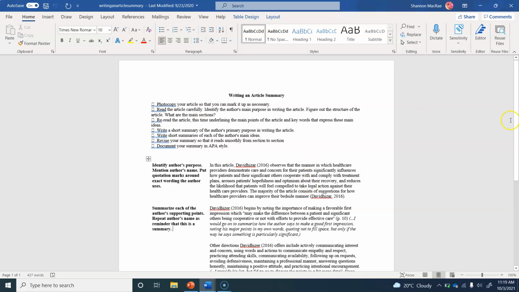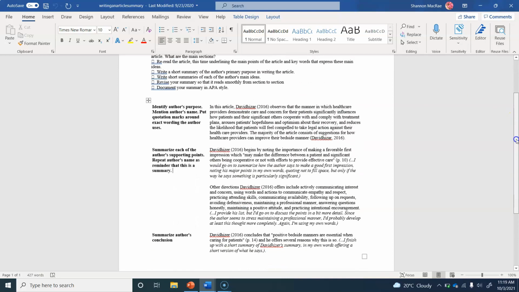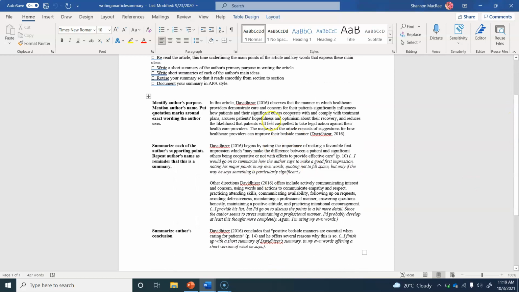Okay, let's take a look at the example. So I've given you an example here of a summary that somebody has written of an article. This summary is split up into different chunks, but please note if the person were actually submitting this summary, all of this would be in one single paragraph. Okay, so summaries take paragraph format.